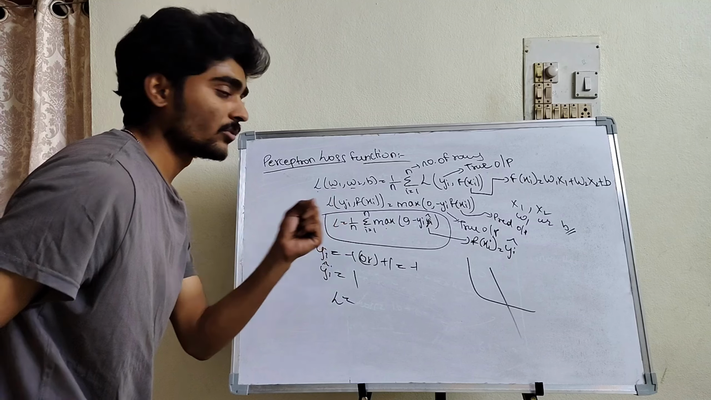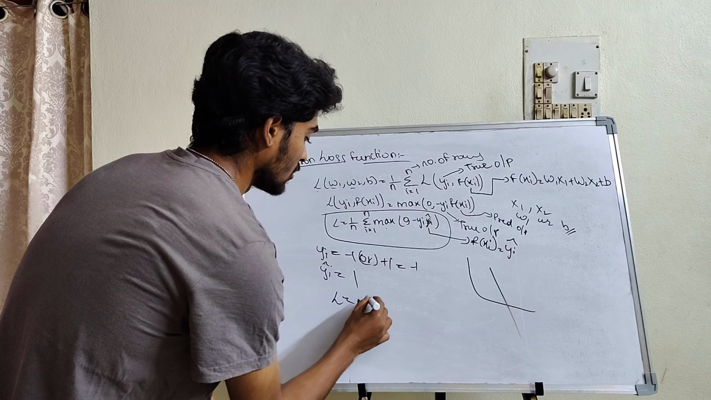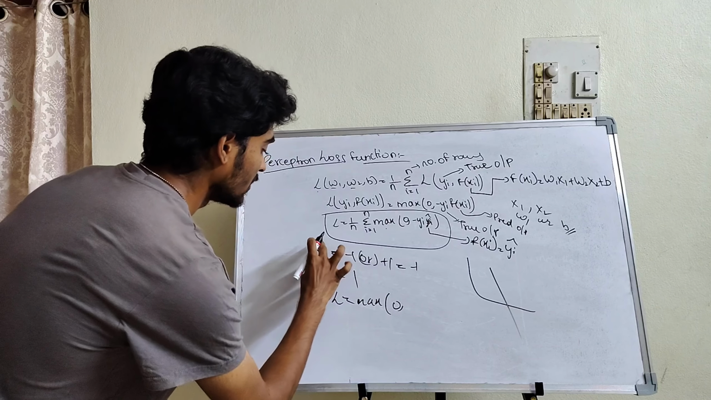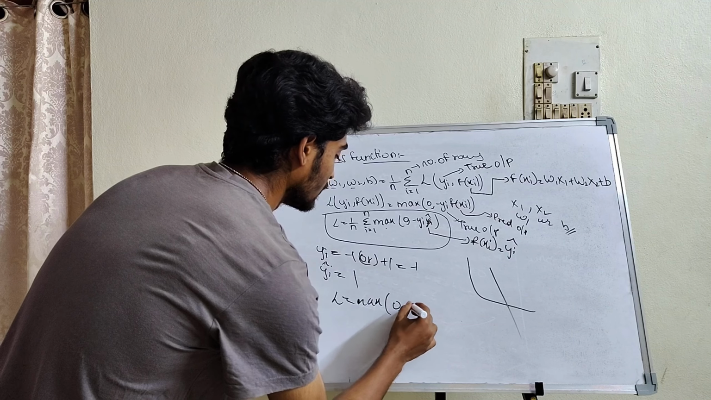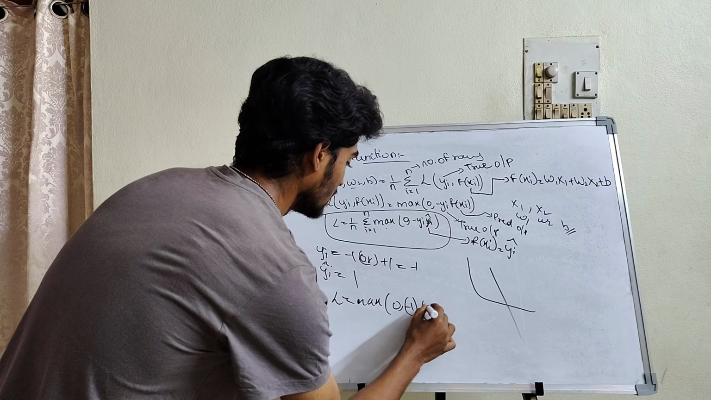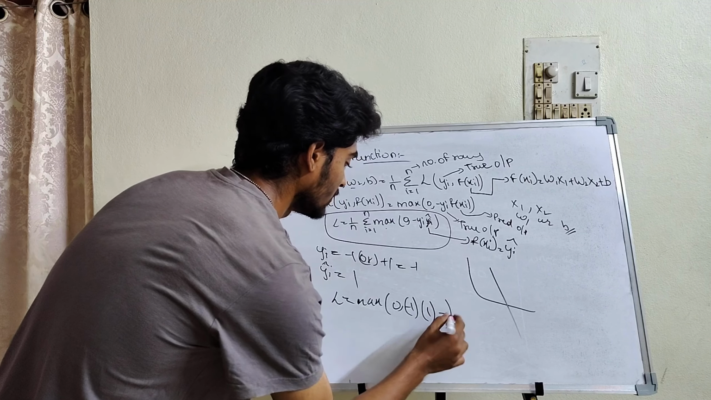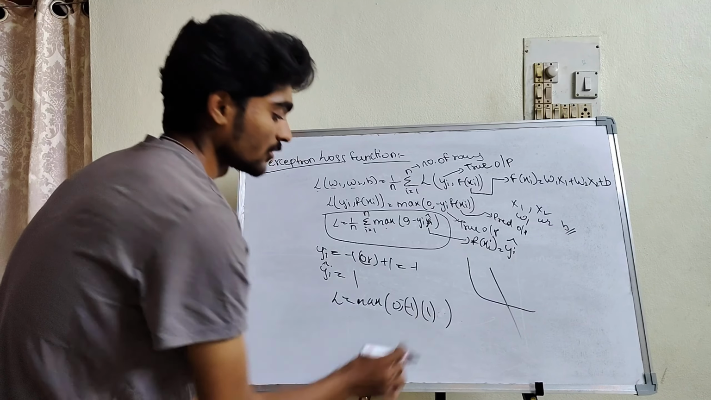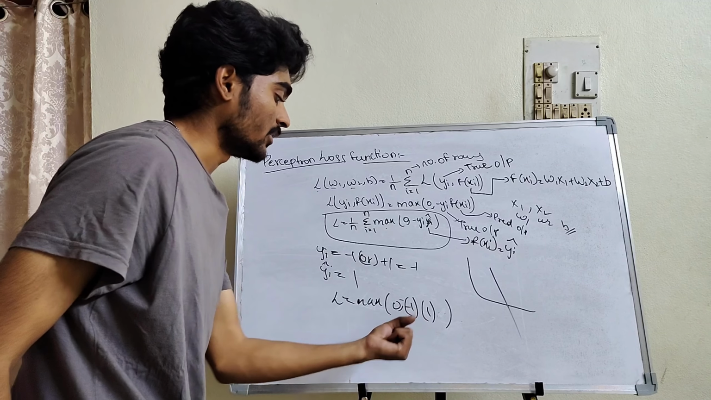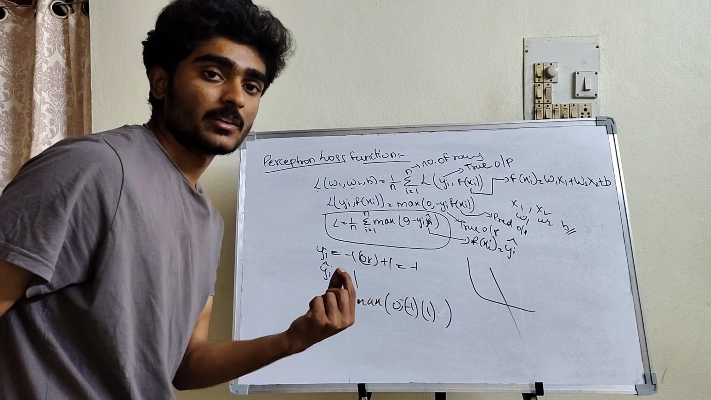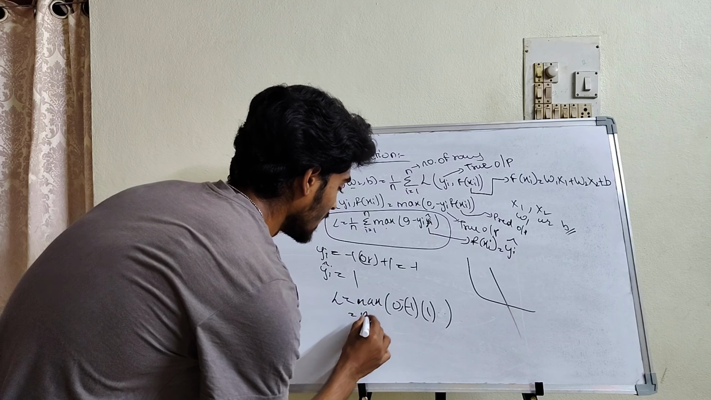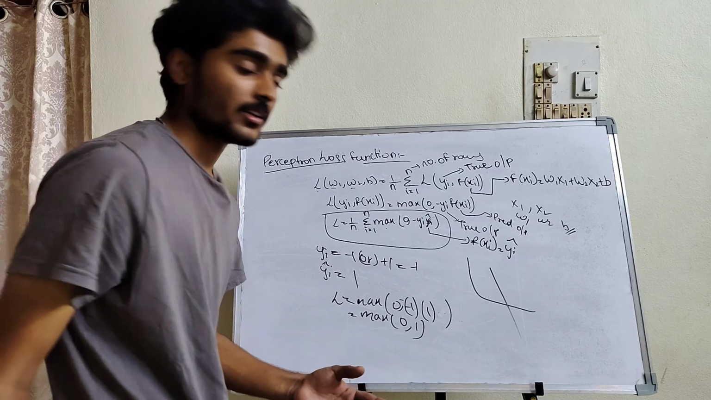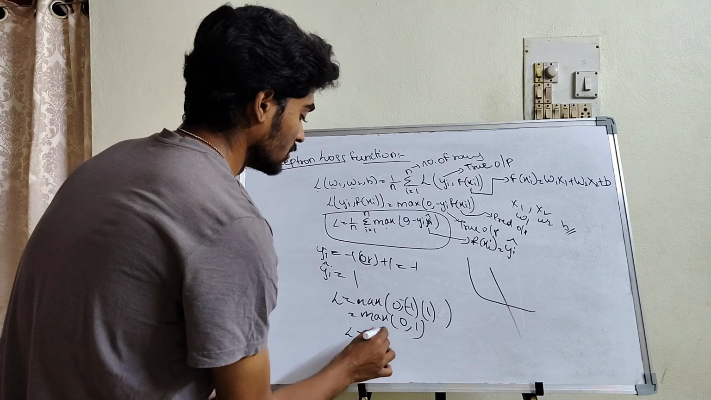Let's assume it is only having a single row. Max of 0 comma, now let's multiply both these values: minus 1 into 1, and you'll have a minus initially. Minus 1 into plus 1 is minus 1, minus 1 into minus is plus, so max of 0 comma 1. Max of 0 comma 1 is 1, loss is equal to 1.